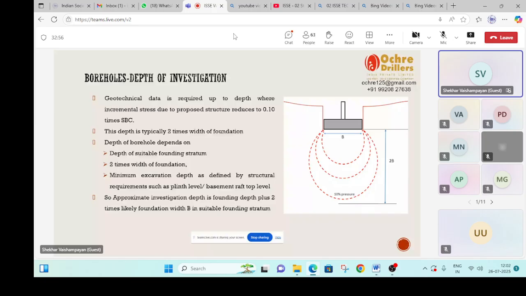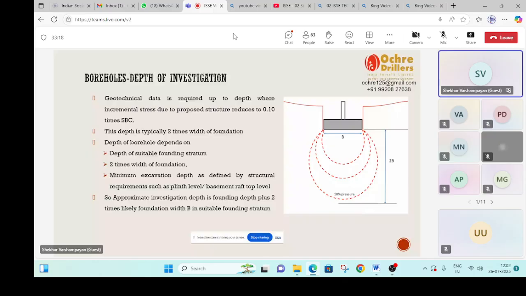Now that is the minimum required depth of investigation. So the depth is typically 2 times the width of the foundation. So what we say is minimum excavation depth, sorry, the depth of the foundation plus 2 times the width of the foundation is a minimum requirement. Many times what happens is you tend to put a basement there, or when you start the borehole, you don't know at what depth you are going to place the foundation.